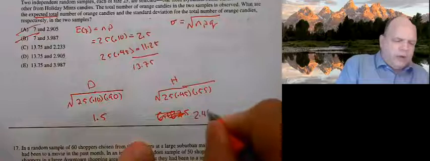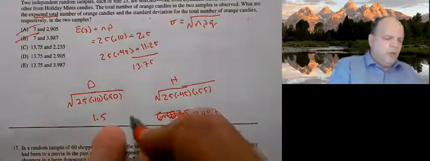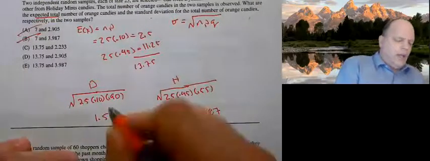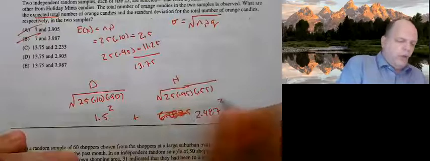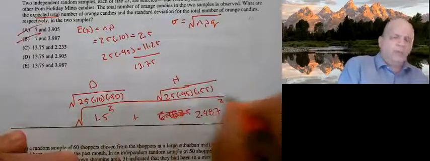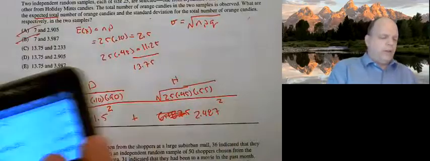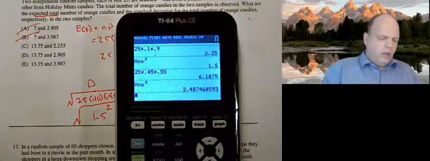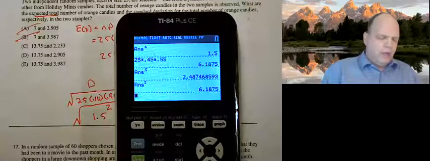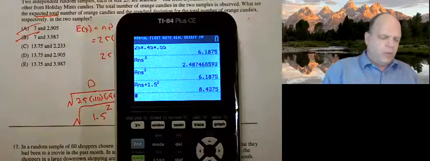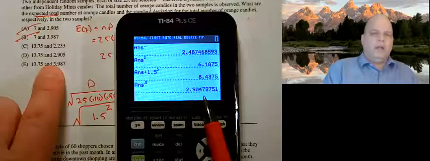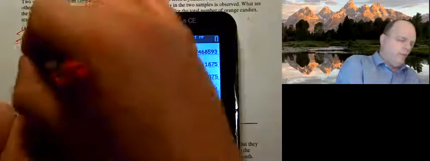Now, our initial inclination is to add them. But if you remember, we can't add standard deviations directly. We have to square them and then come back and take the square root of them. So hopefully this will all work out the way it's supposed to. I'm going to square that 2.487 plus the 1.5 squared. Then I'll take the square root of that. And I end up getting 2.905. So this is my answer.